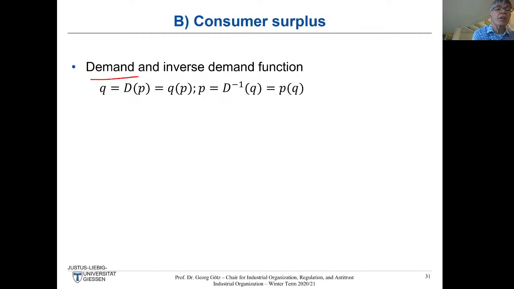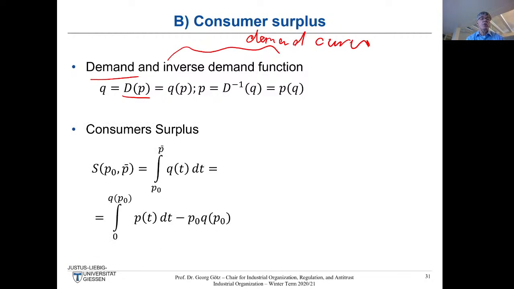So the demand function is always quantity as a function of price, whereas the demand curve, or inverse demand function, is just price as a function of quantity, which is just the inverse. And consumer surplus can then be calculated, given you have some price P0, which is the current price, and some cutoff price P upper bar, that would be relevant for linear demand, in 2 ways.